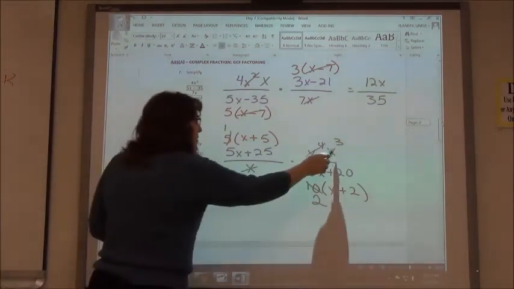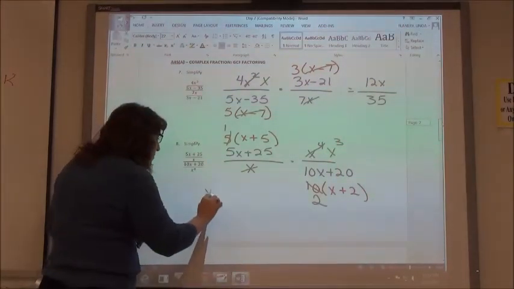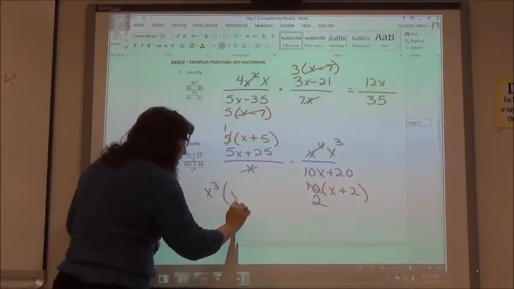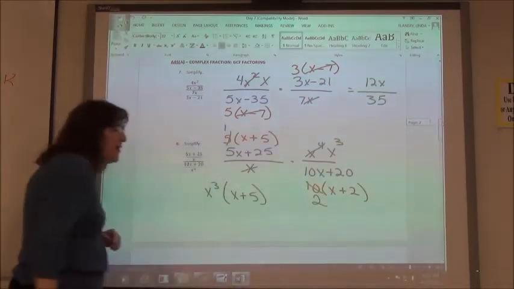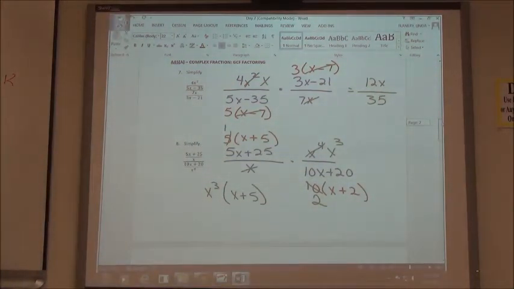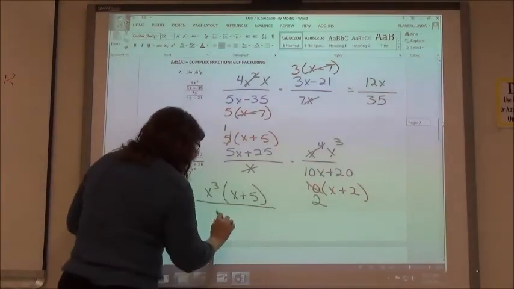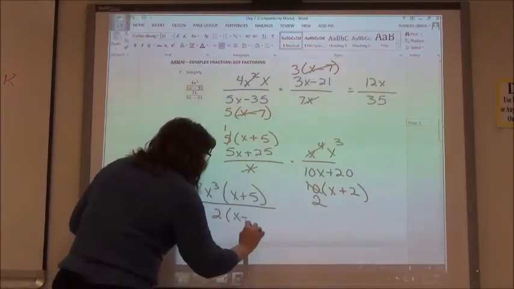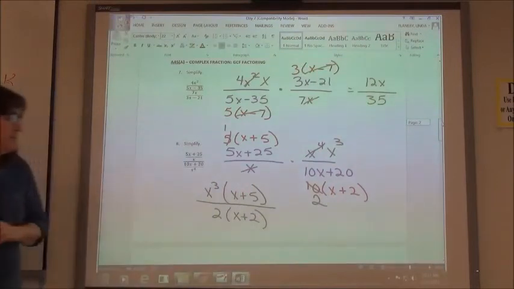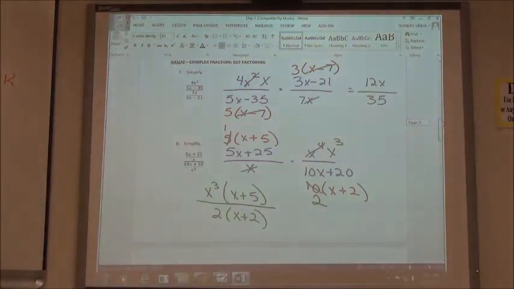So on top, just because it looks nice, I'm going to put the x to the 3rd in front and the x plus 5 behind it. If you write it in other order, it's okay. It just looks funny. On the bottom, I have a 2 and the x plus 2. And that's going to be my answer.